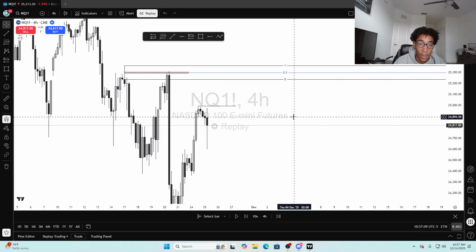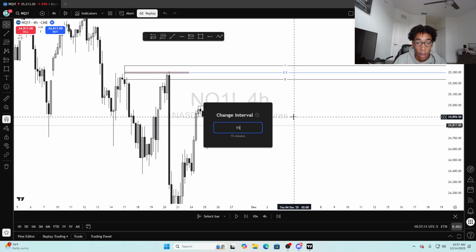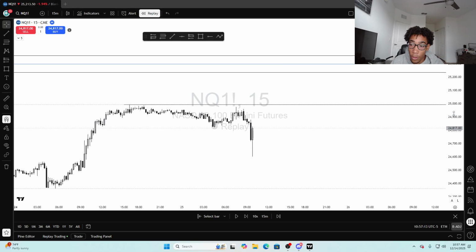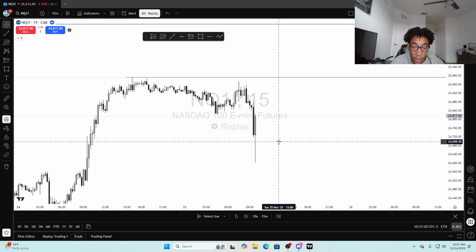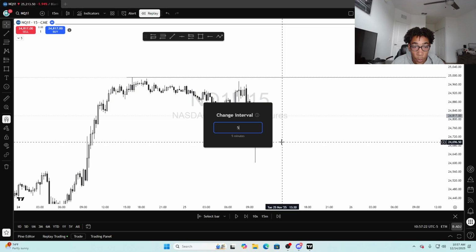So you don't necessarily have to use it on the 4-hour only. A good tell sign that we are getting higher or we're rejecting from an area is perfectly seen on the 15-minute and the 5-minute. This is what I use personally to understand that I'm on the right side of price.